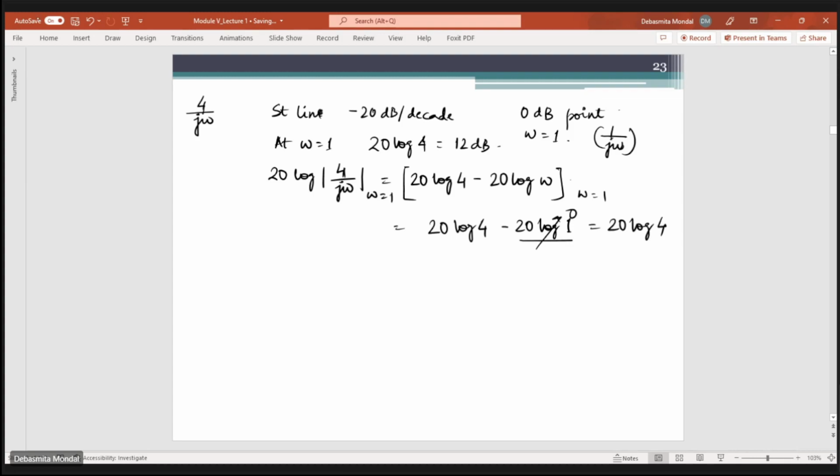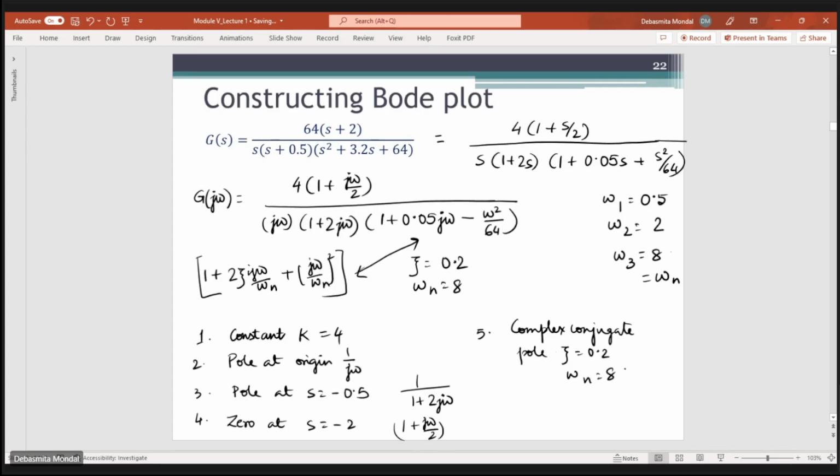That means for this factor, the asymptotic line is crossing at omega equals 1, the value is 20 log 4, that is equal to 12 dB. Okay, so these first two factors are done. Then we'll look into the second factor.